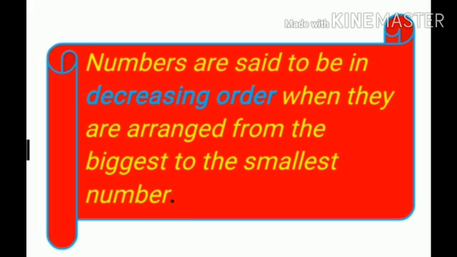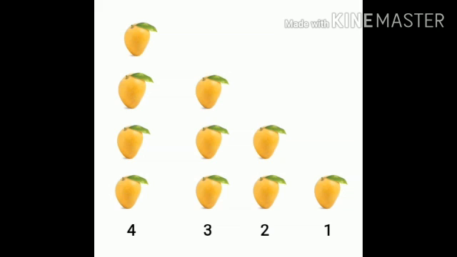Numbers are said to be in decreasing order when they are arranged from the biggest to the smallest number. Here, the number of mangoes goes on decreasing. 4, 3, 2 and 1. So, the mangoes are arranged in decreasing order.